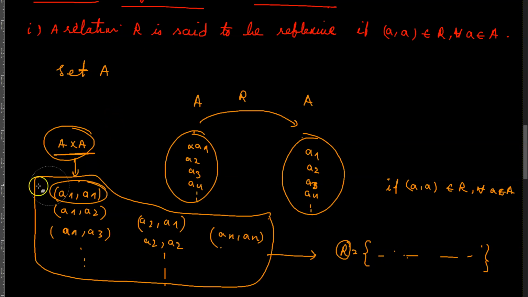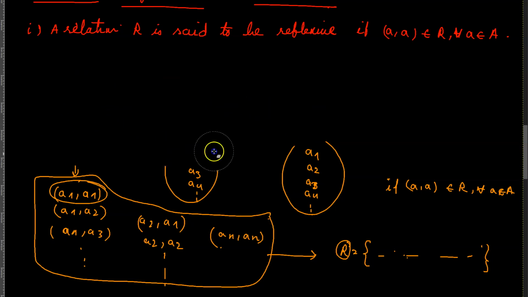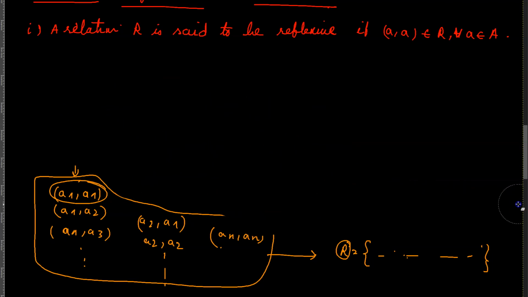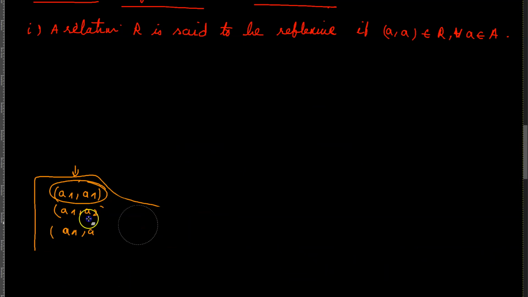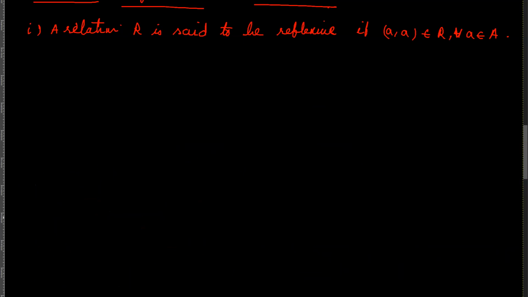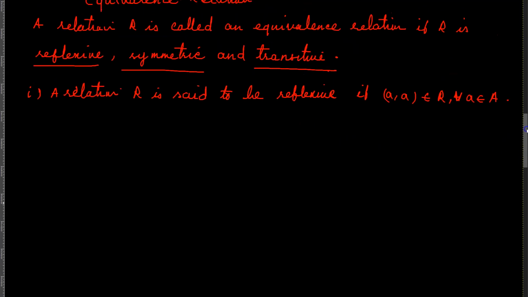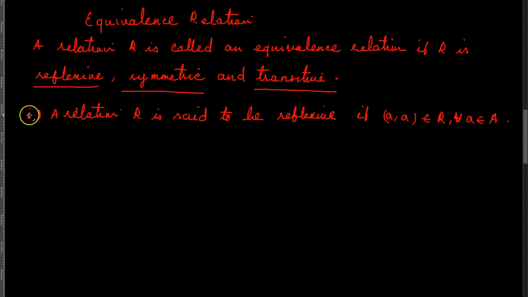So that is reflexive. Technically, we say that a relation R is said to be reflexive if (a, a) belongs to R for every a belonging to A, right? And then we had another word here, which is symmetric, number 2.